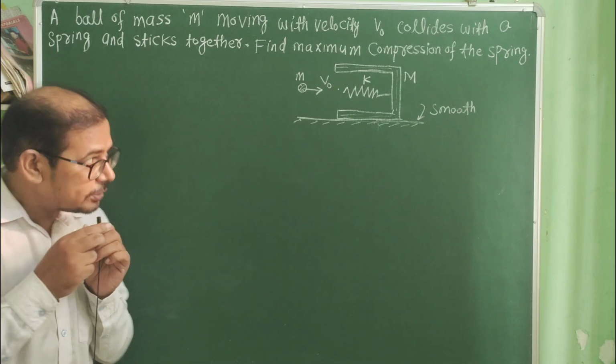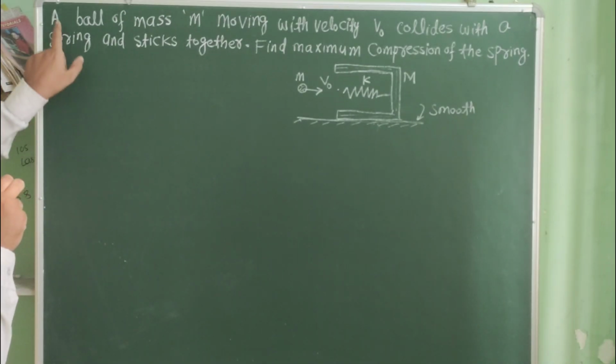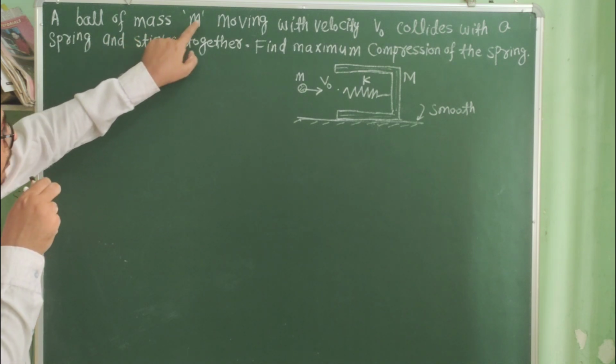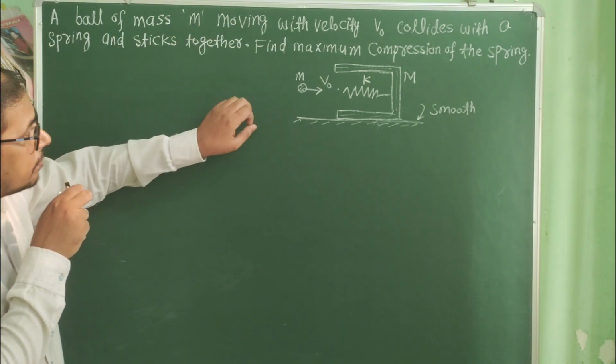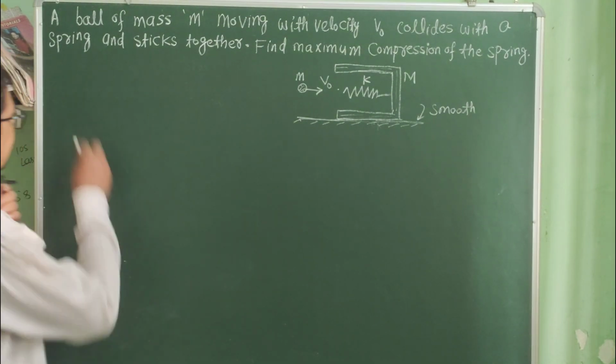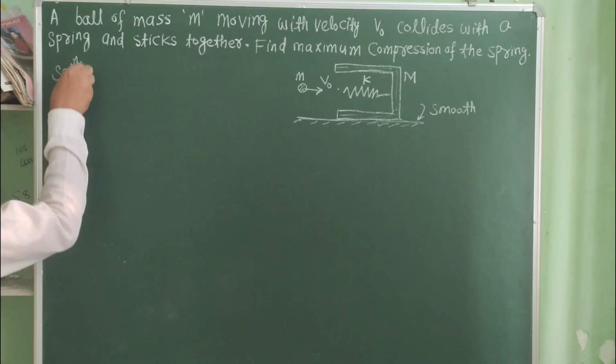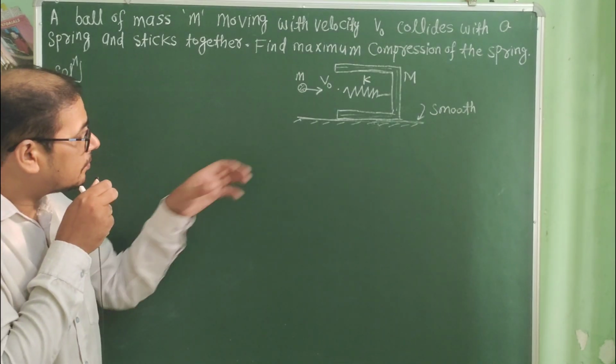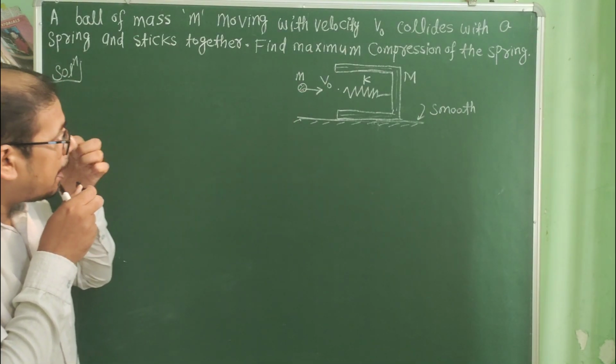It is a very important question. Please try to understand very carefully. A ball of mass small m moving with velocity v naught collides with a spring and sticks together. Find the maximum compression of the spring. You can see this figure.